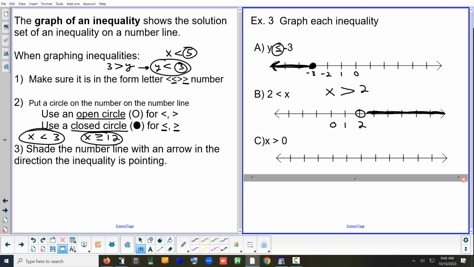Shade to the right. Okay, on Edge Elastic, the way it'll work is there'll be 4 buttons you can click. One of them will be an open circle going right, an open circle going left, a filled-in circle going right, and a filled-in circle going left. So you'll just have to click on the one you want. In this case, open circle going right, you click on that one or you drag it up to the number line, and then you can put the arrow wherever you want on the number line.